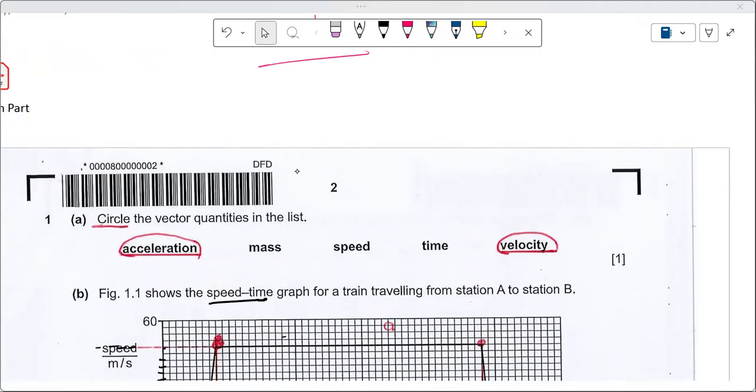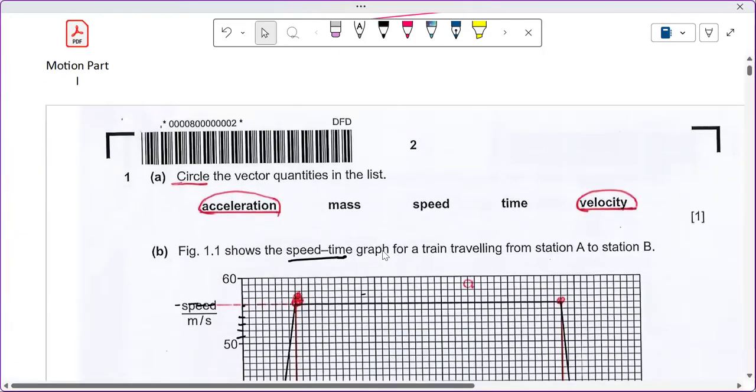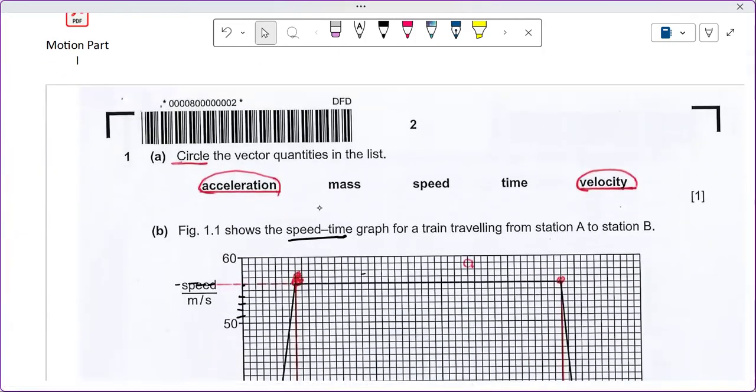All right. So the first question that we have here is to circle vector quantities. Questions like this can come in where they ask you to circle vector quantities. Please be careful with the command word. Sometimes they might say you need to underline, and then you must underline. But in this case, we are only expected to circle, which is exactly what we are doing here.